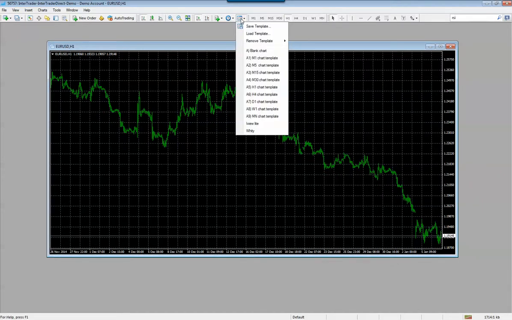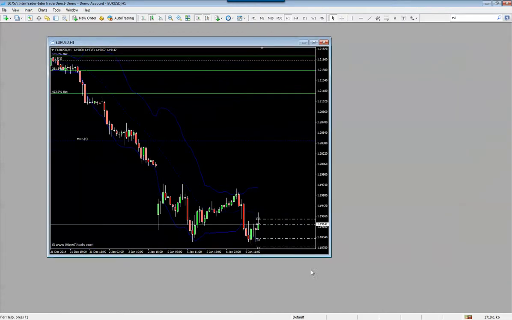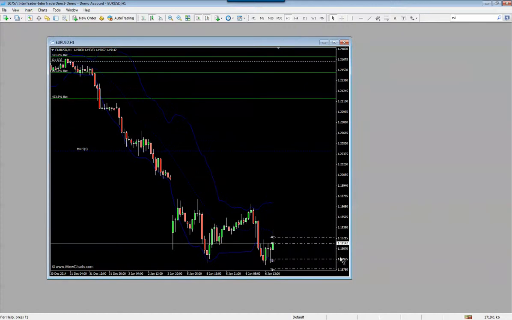So we've got a number of predefined templates that you get with iView, and these are all time frame specific. So this chart here is the H1 euro dollar. So we find the H1 chart template and put that on. Straight away, this is giving us the information that we want to see on the hourly chart.